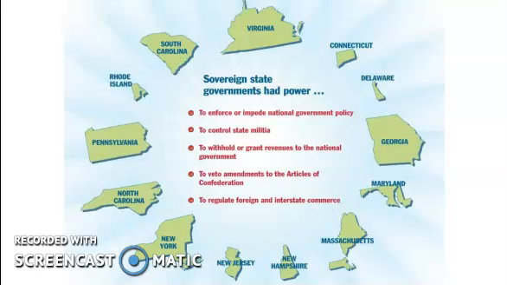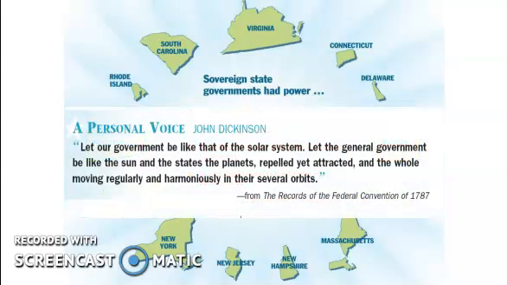Once again, here's just another way to look at the list. This is really all they could do: enforce national government policy, control state militia. This is all the stuff that the states can do. They can veto amendments to the Articles of Confederation. It was very, very difficult to get anything done.